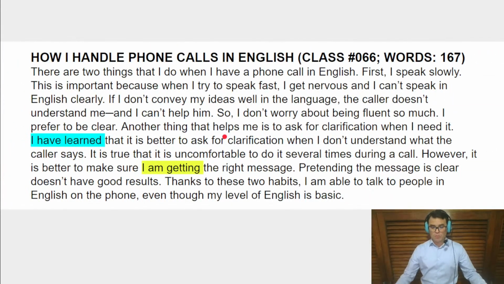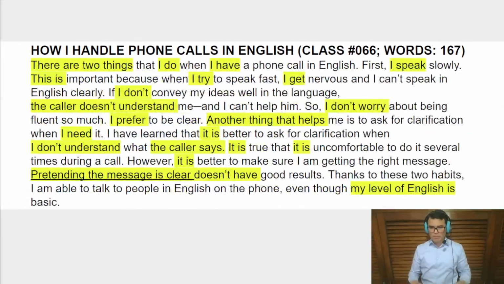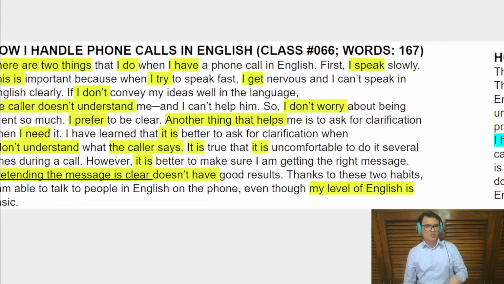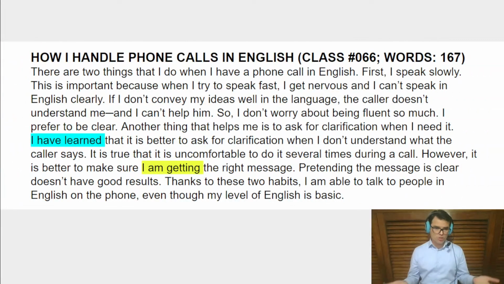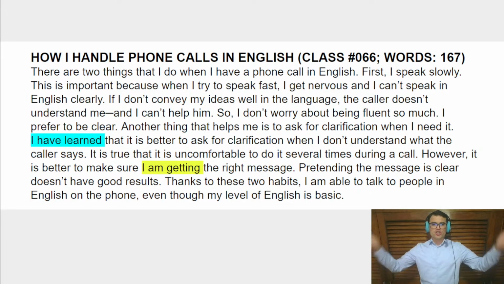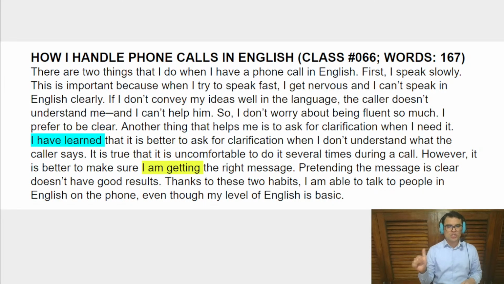Here we also have examples, but before we move on to that, all of these are examples of the simple present. And the simple present, remember, is used to talk about facts, information that is true in your life, habits, things that you always do. Here we have the present perfect: I have learned. This is the present perfect to talk about things that you have done in the past, things that started in the past and that continue up to the present. And then we have I'm getting. I'm getting is the present continuous: subject, the verb to be, and a verb in ing.